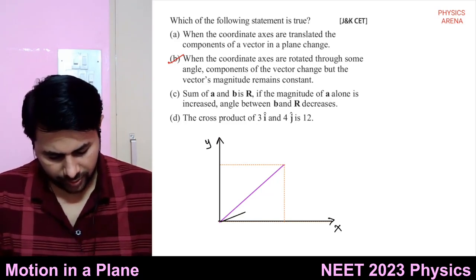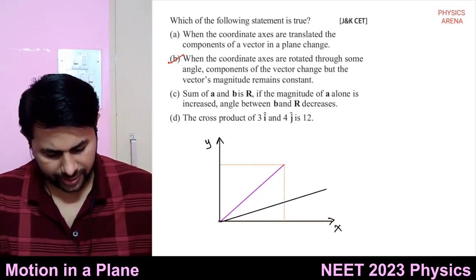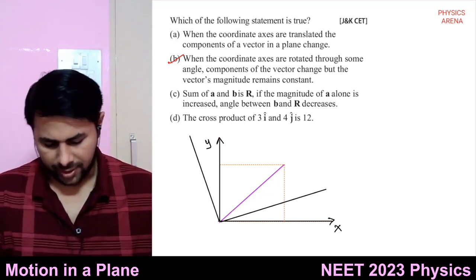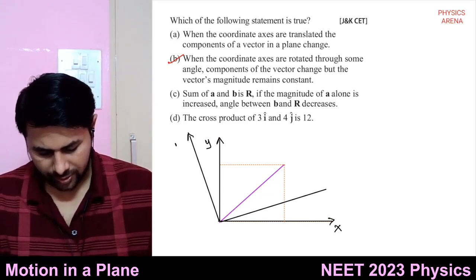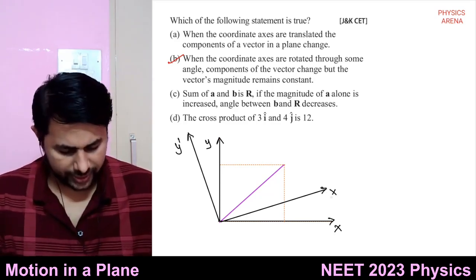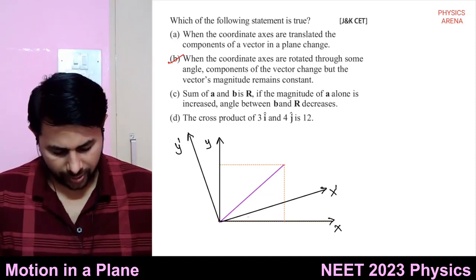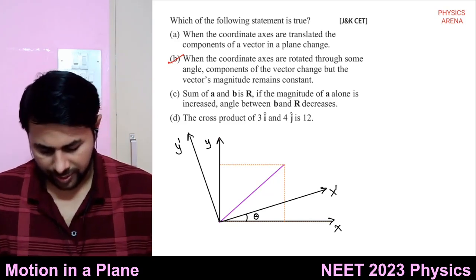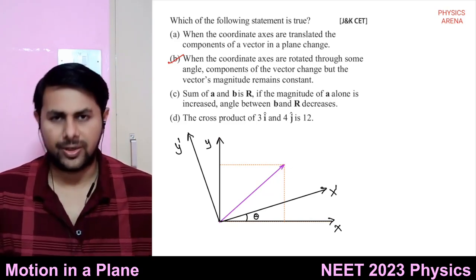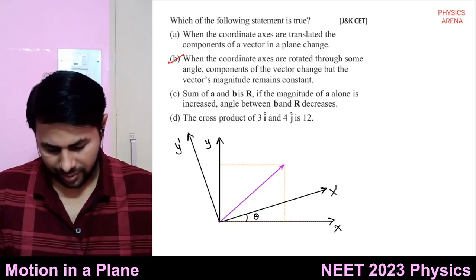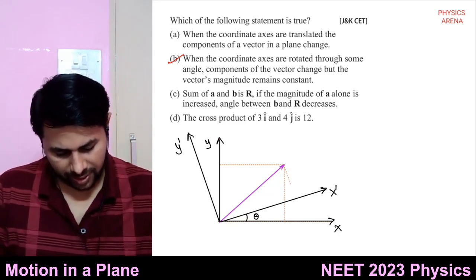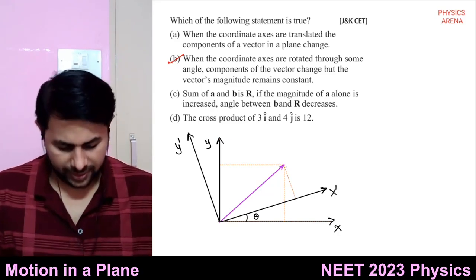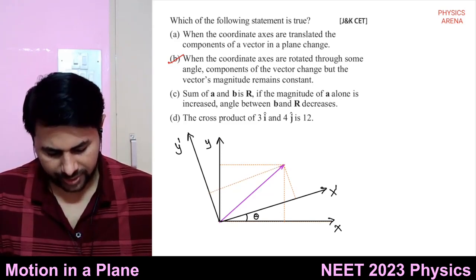Suppose you rotate x and y with an angle theta. So this is your new y, this is your new x, x prime, y prime. You are rotating them with an angle theta. Now if you find the components of this vector along the new x and y, they will not be the same as the initial components. You can see x is increasing and the y component is decreasing.